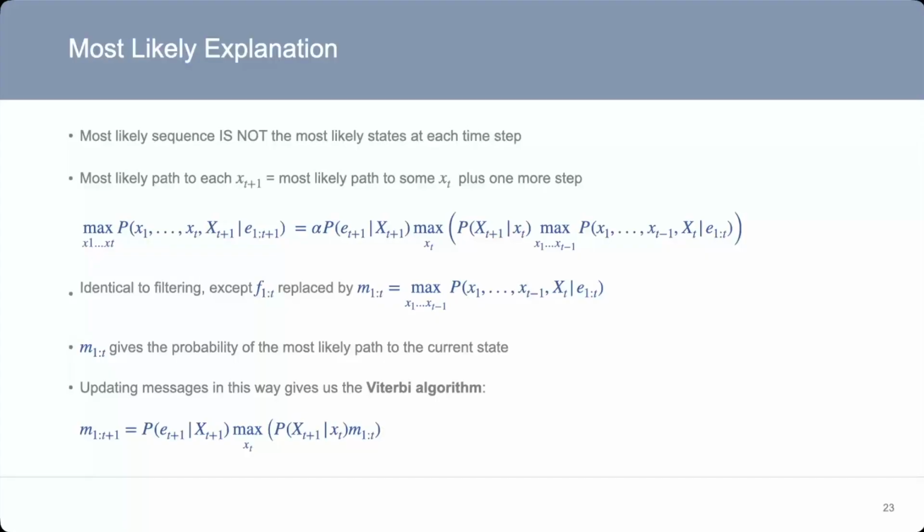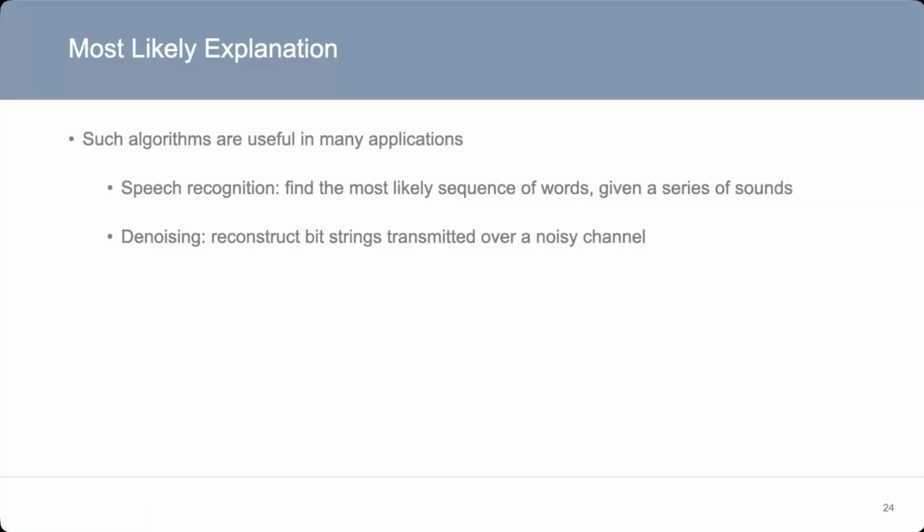And incidentally, updating messages in this way is what gives us the Viterbi algorithm to figure out the most likely explanation. This method to find the most likely explanation is used in many applications, such as speech recognition, where we have to find the most likely sequence of words given a series of sounds, and denoising, where we have to reconstruct bit strings transmitted over a noisy channel, among many other applications.